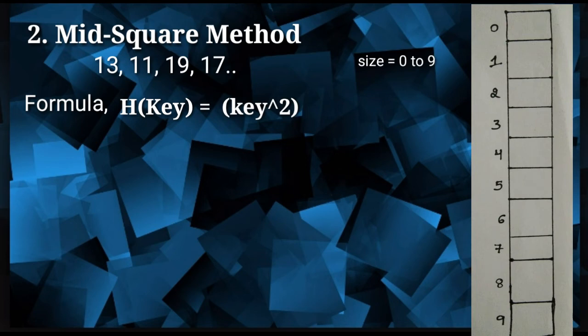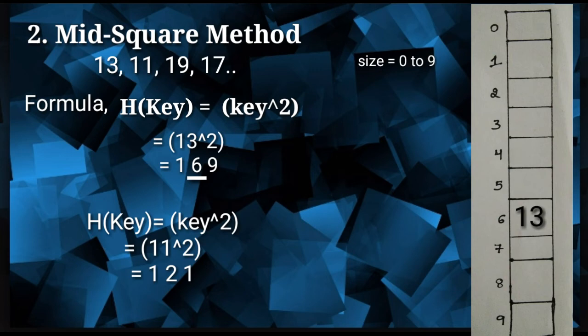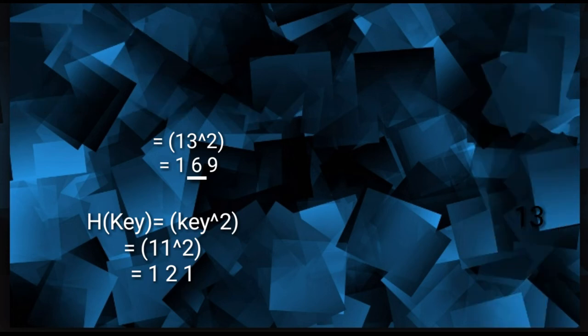Now we have to take the first key value, that is 13, and apply the formula. 13 square is equal to 169. So in this 169, what is the middle number? That is 6. Now the middle number is the index. So we have to put this 13 in the 6th index. And the next example, that is 11, and 11 square is 121. In this 121, the middle number is 2. So 2 is the index for the 11. So this is how we have to store these elements in the table. So this is how the mid-square method works.